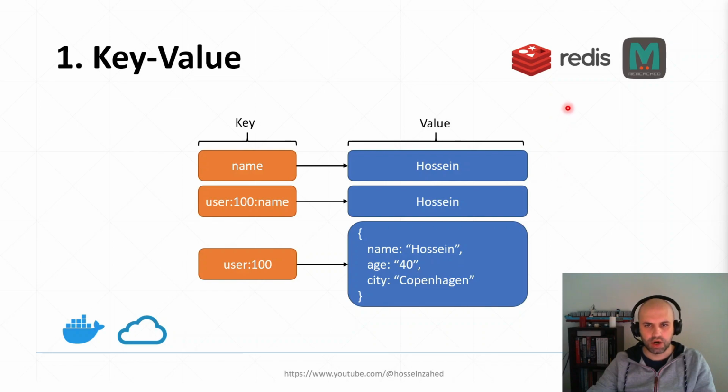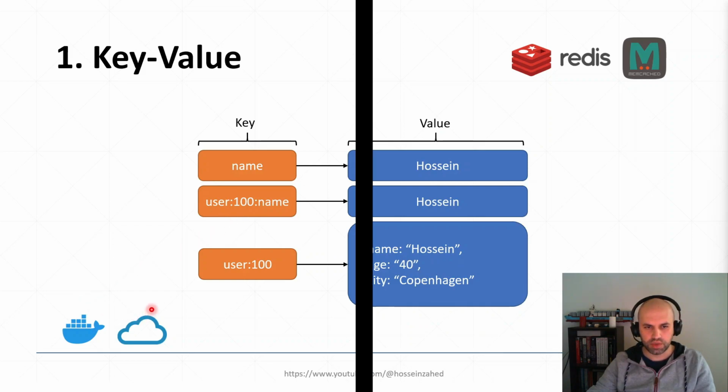Two popular options in this space are Redis and Memcached. Both of them are available on Docker Hub, and you can also search for cloud providers.